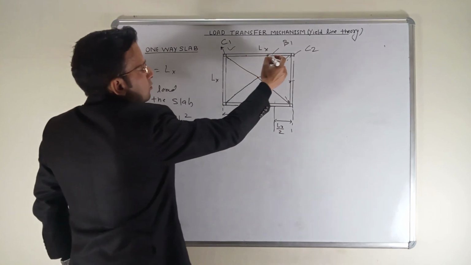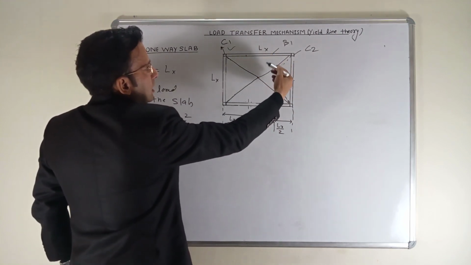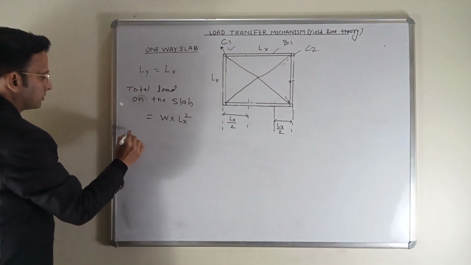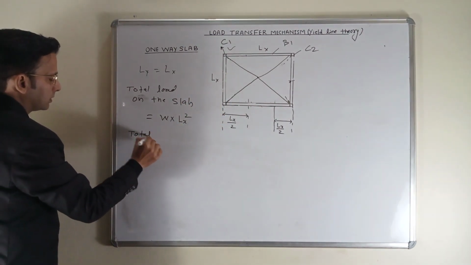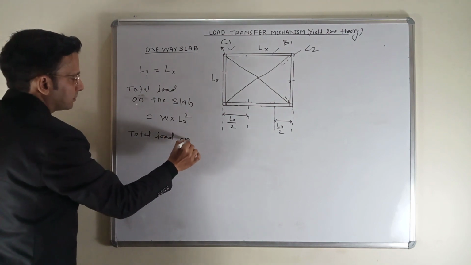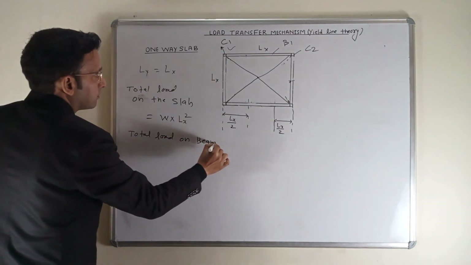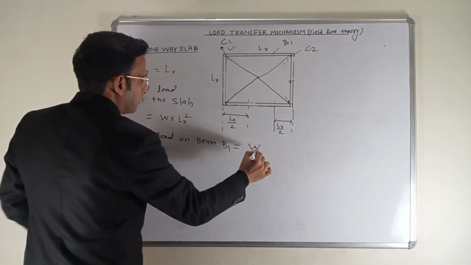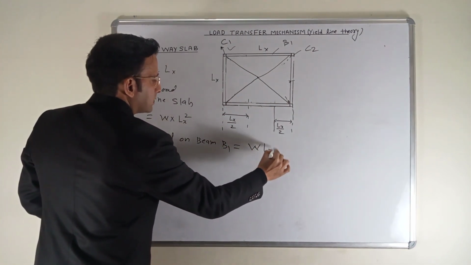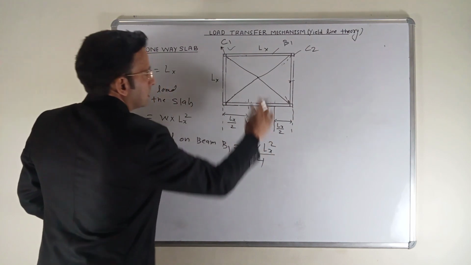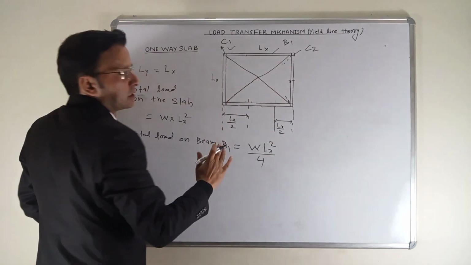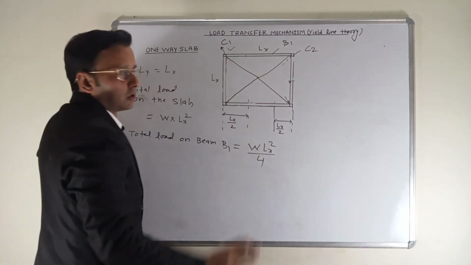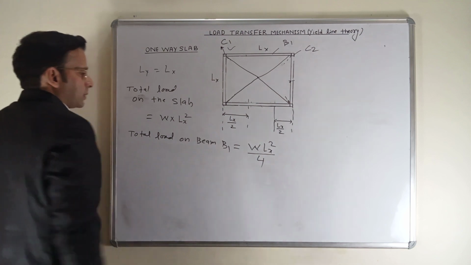So if I want to calculate the load transfer on the beam B1, the total load on beam B1 is equal to W Lx square upon 4. This total load will be distributed in 4 equal parts on beams B1, B2, B3, B4. All the load will be equal on each beam.